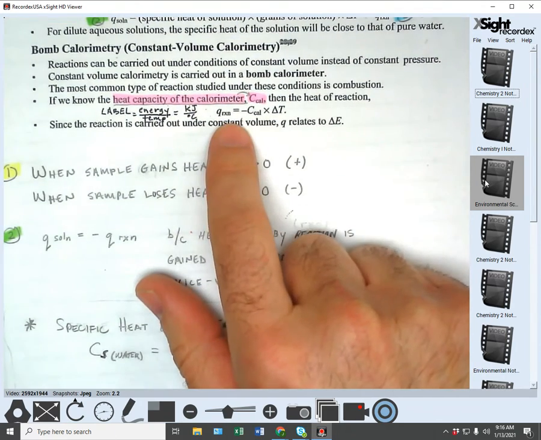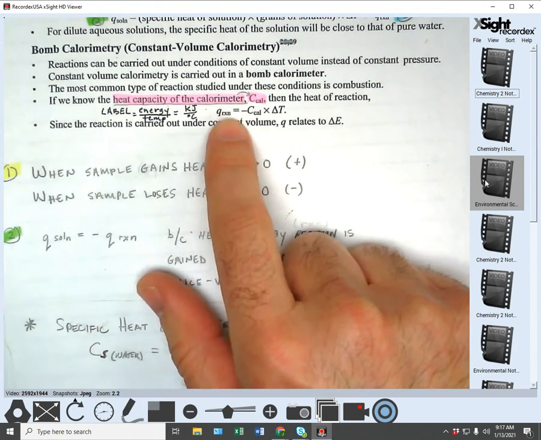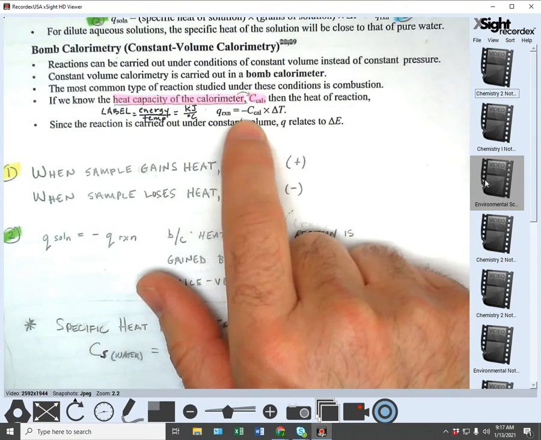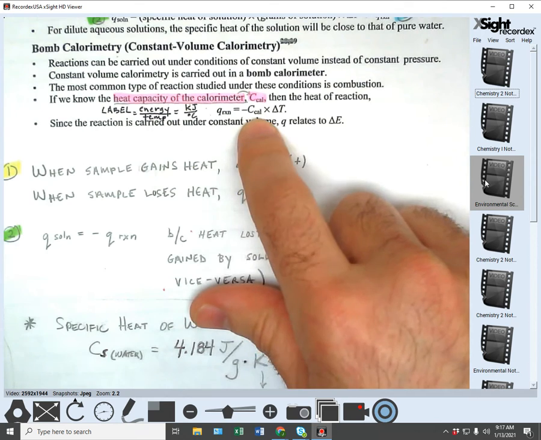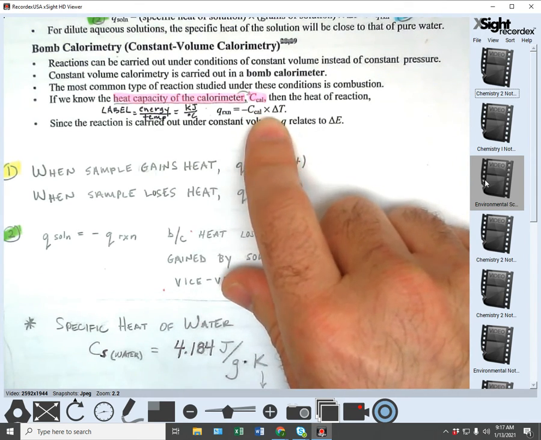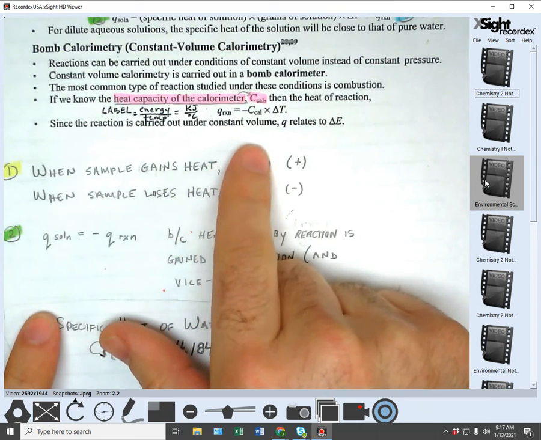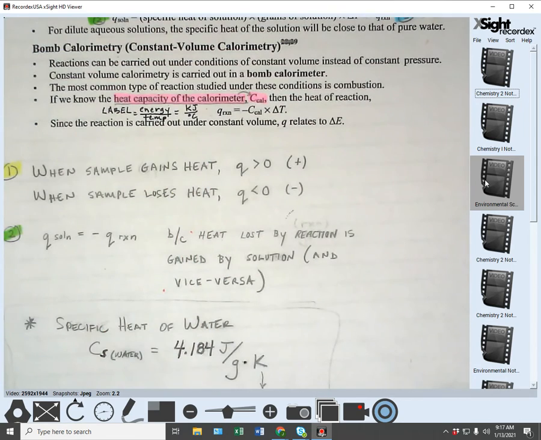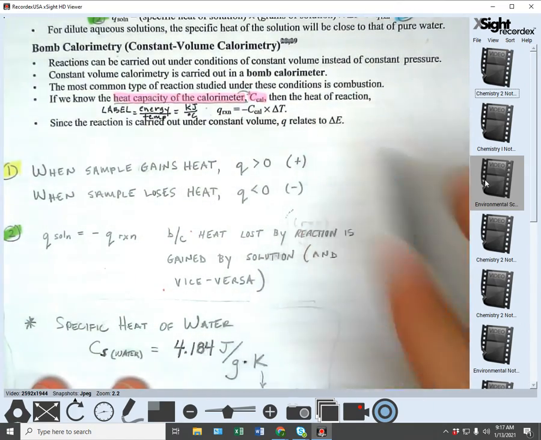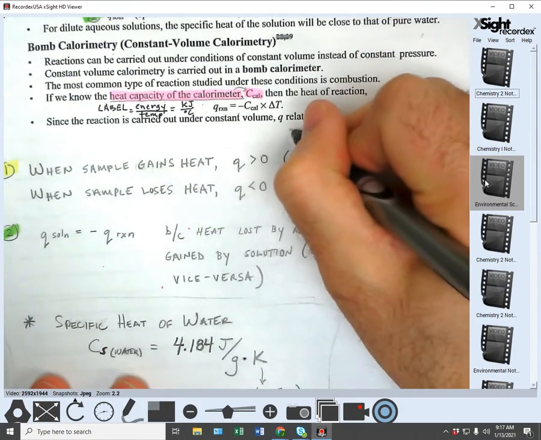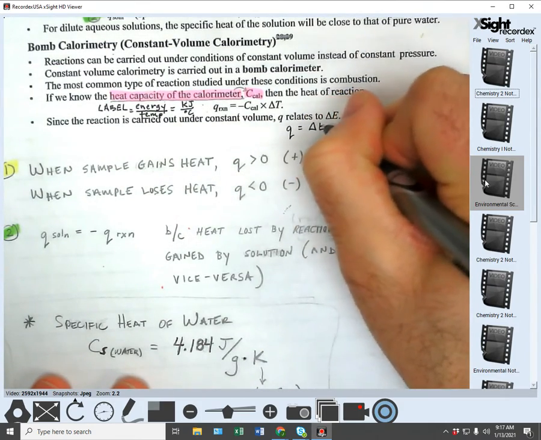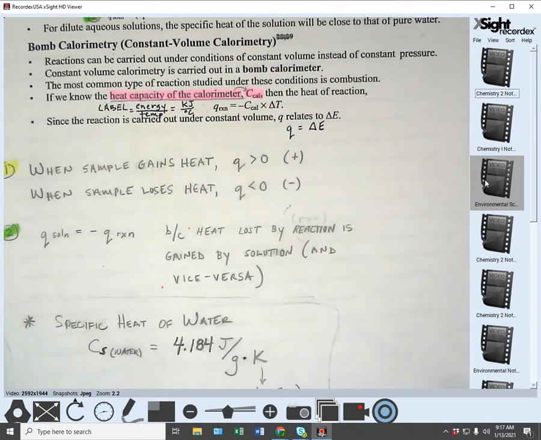So the equation for a bomb calorimeter is the Q of the reaction is equal to negative Ccal, the heat capacity of the calorimeter, times delta T, change in temp. Okay? Since the reaction is carried out under constant volume, your Q relates to delta E. That means your Q essentially is your delta E. Because no work is being done, because nothing's moving, because the volume stays the same.